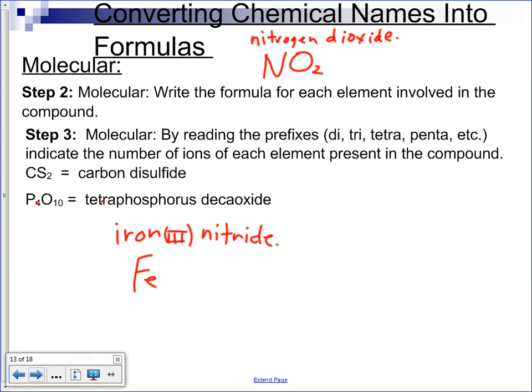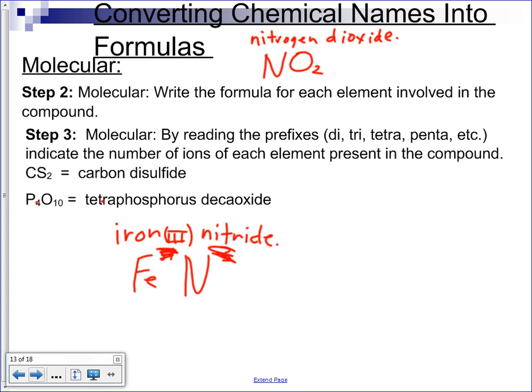That's what the Roman numeral was for when we put it in the name, to indicate which iron we dealt with. So that's saying use the iron with the 3 plus charge, and it's with nitrogen that has a minus 3 charge. Does that add up to 0? There's your formula, FeN.